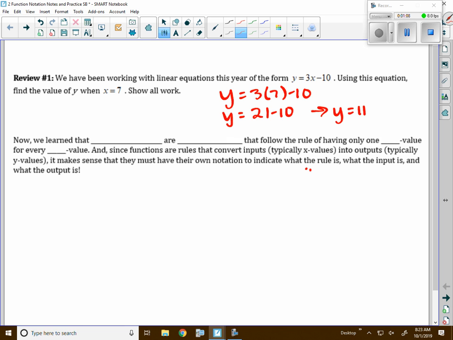Okay, so we learned yesterday that functions are relations that follow the rule where every x value has one y value. Right? That's what makes something a function. Which value is our input? X. And our output is y. Which one represents the range? Y. And domain is x.